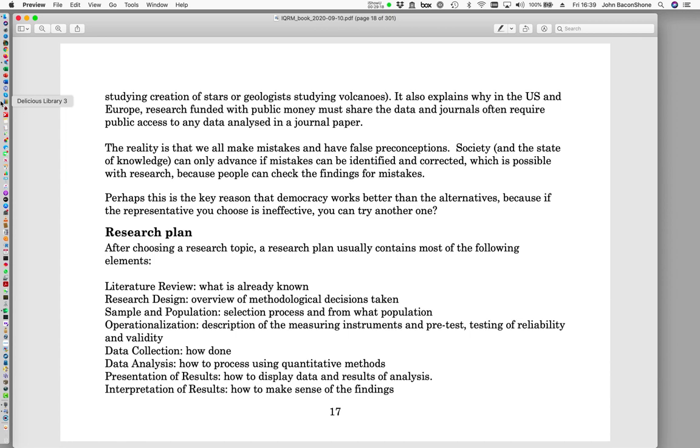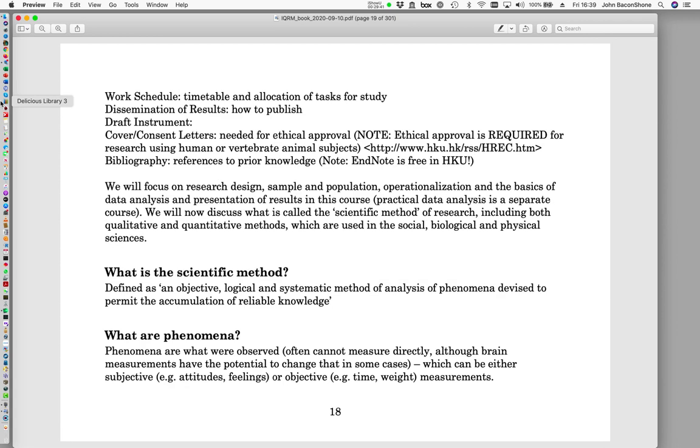Data analysis is the last part of this course, but maybe in some ways the core. So at least the last week or two of this course, we will be focusing on data analysis. We will talk a little bit about presentation, but not very much, and a little bit about how to interpret those results. We're not going to talk about work schedule. We're not going to talk about dissemination. The draft instrument basically means if you're creating your own instrument, you need to provide the details.